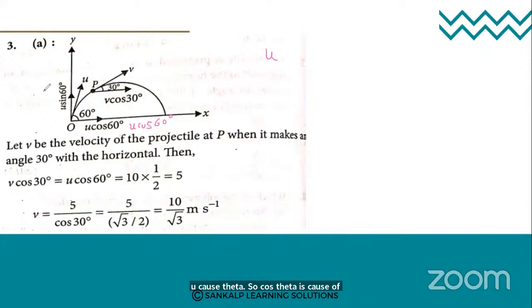And here along y-axis it will be u sine theta, and the theta value is again 60 here. Okay, so similarly in the next angle, 30 degree, that component also we can resolve here, that is horizontal and the vertical component. Okay, so what we need to calculate here, we need to calculate the velocity at that instant.